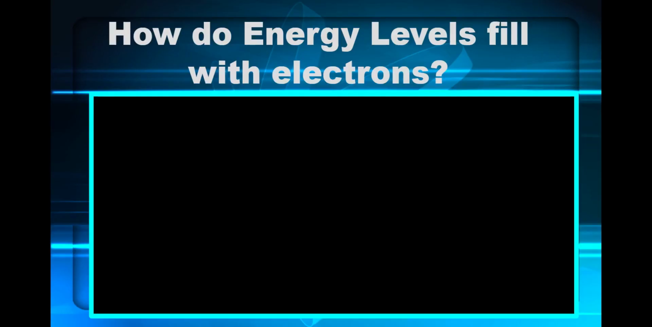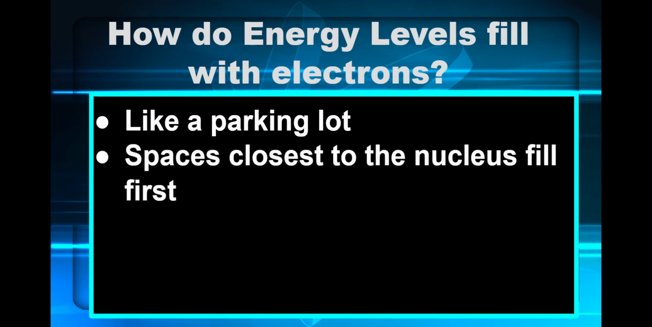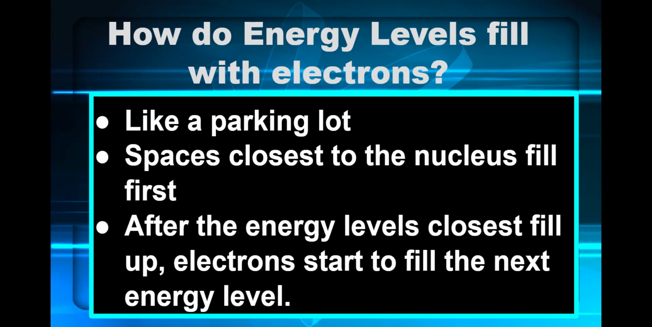Let's add this to our notes. How do energy levels fill with electrons? Well, it's kind of like a parking lot. The spaces closest to the nucleus get filled with electrons first. And then after the energy levels closest fill up, electrons start to fill the next energy level.